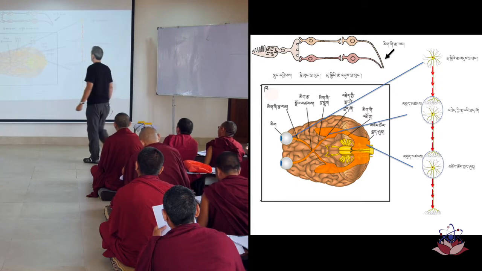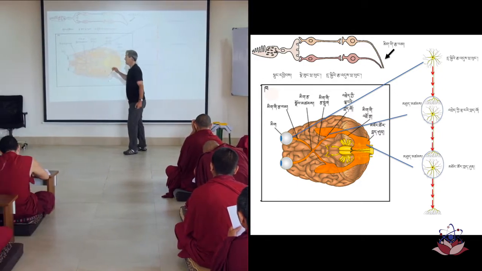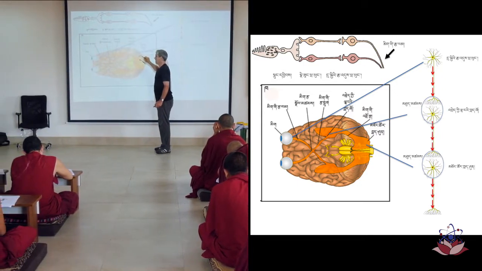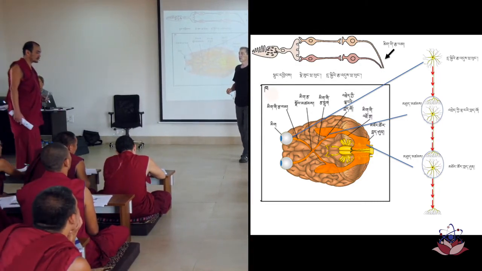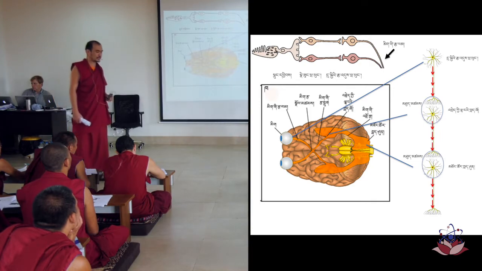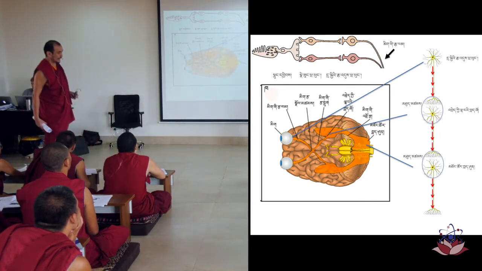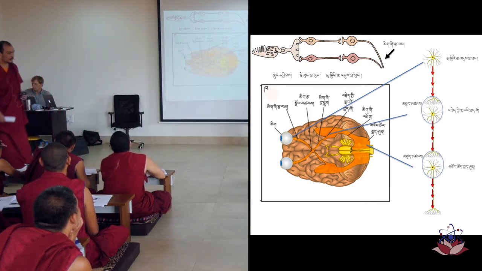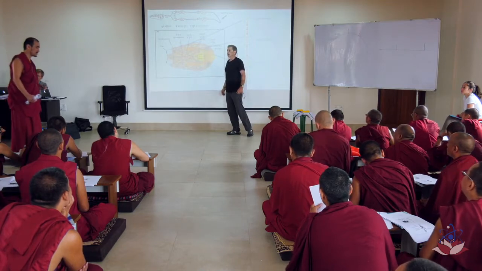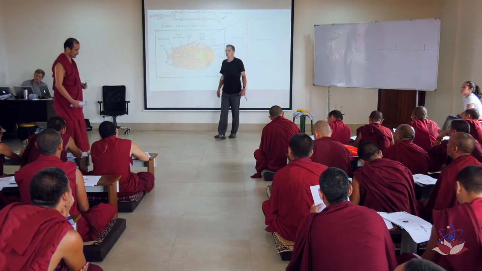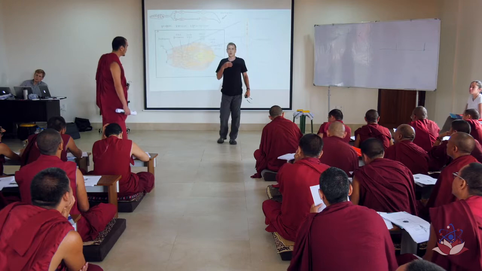And from the visual cortex, we're not going to go into great detail at all, but it gets interpreted or processed in other brain regions.